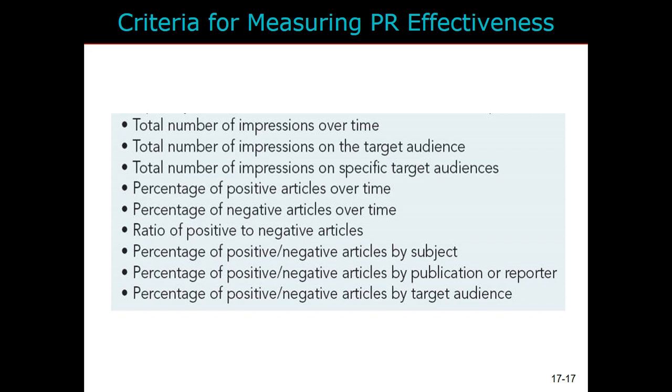These are the criteria for measuring PR effectiveness: the number of impressions over time, the number of impressions on the target audience, the number of impressions on a specific target audience, the percentage of positive articles over time, the percentage of negative articles over time, the ratio of positive to negative articles, okay? The percentage of positive over negative articles by subject, by publication or reporter, and by target audience. Okay?